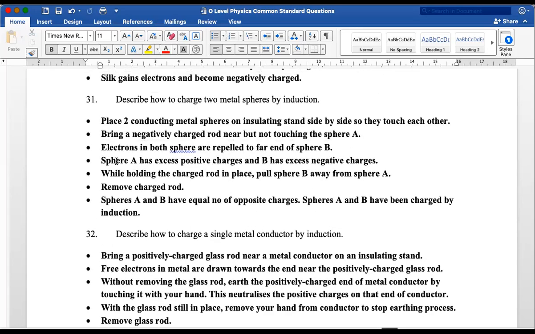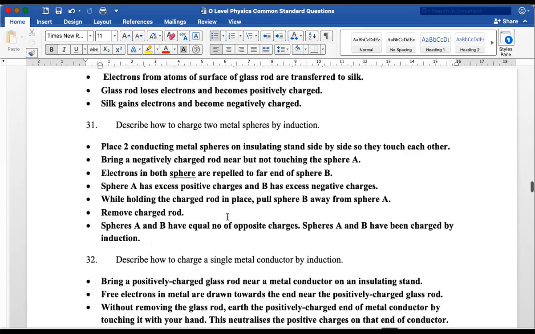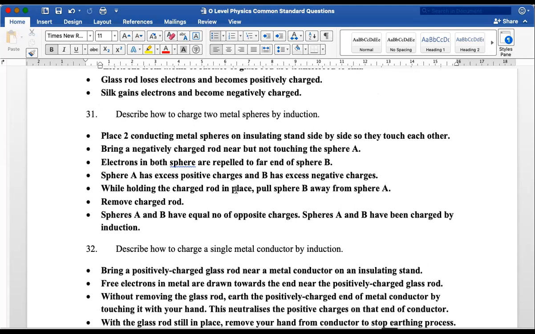For the earlier question 31, you are trying to make sphere A and B of opposite charge, which you can use either a negative or a positive charge rod. Of course, if you use a positive charge rod here, the answer for this will be different. Instead of electrons repelled to the far end, electrons are all attracted to the side of the sphere A close to the positive charge rod, with the positive charges in excess remaining at B.